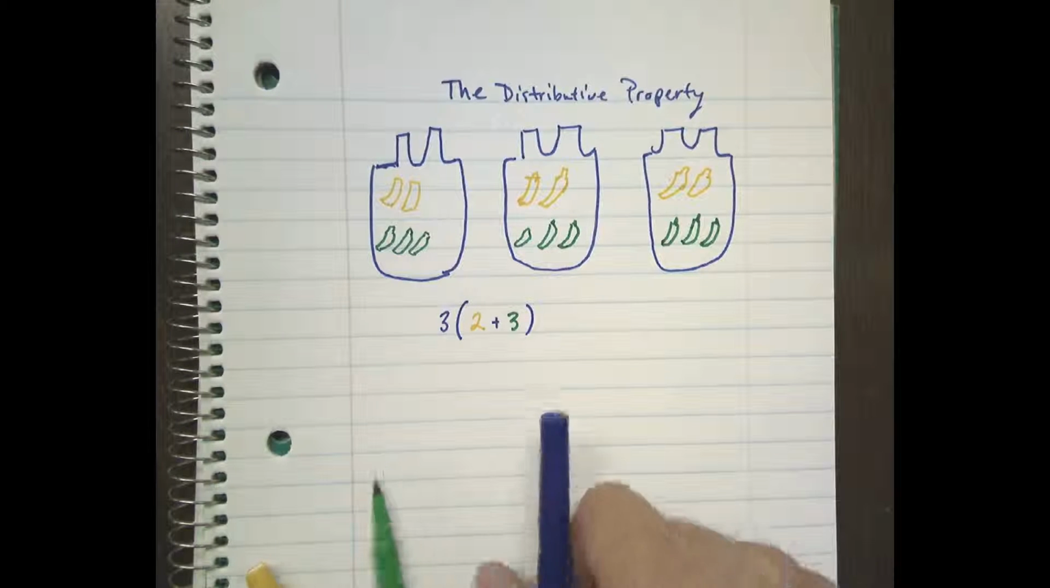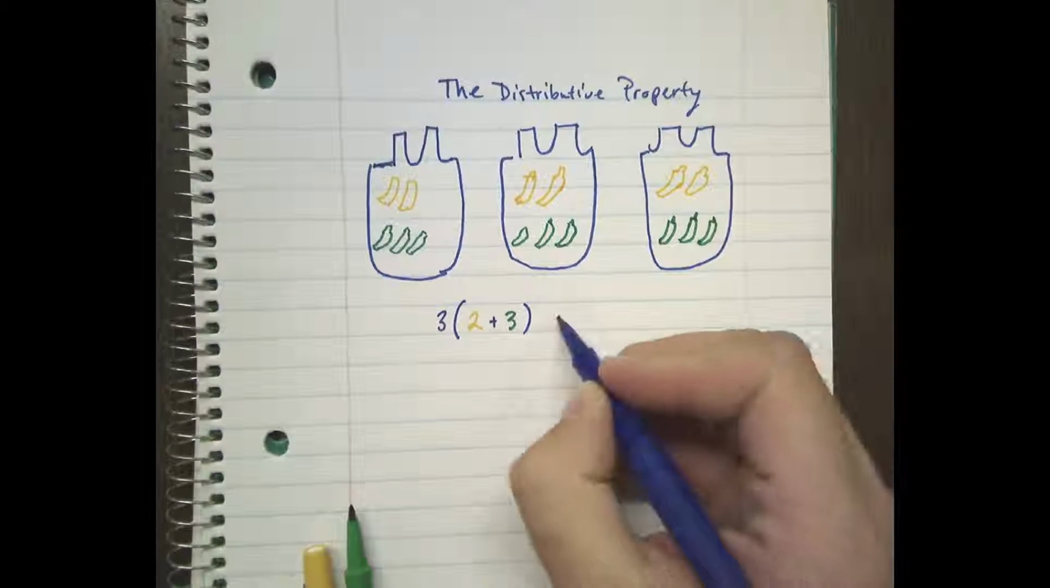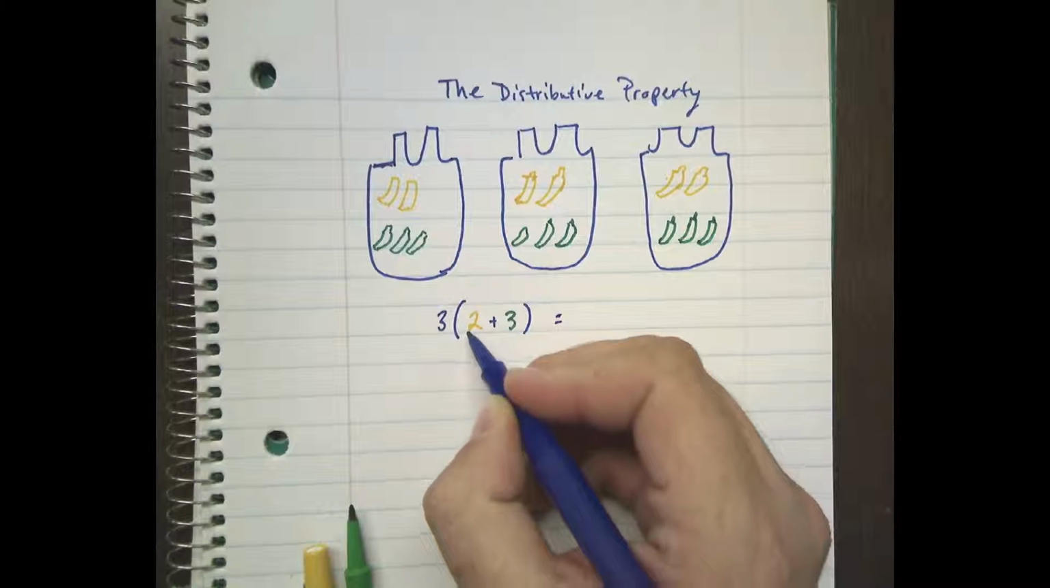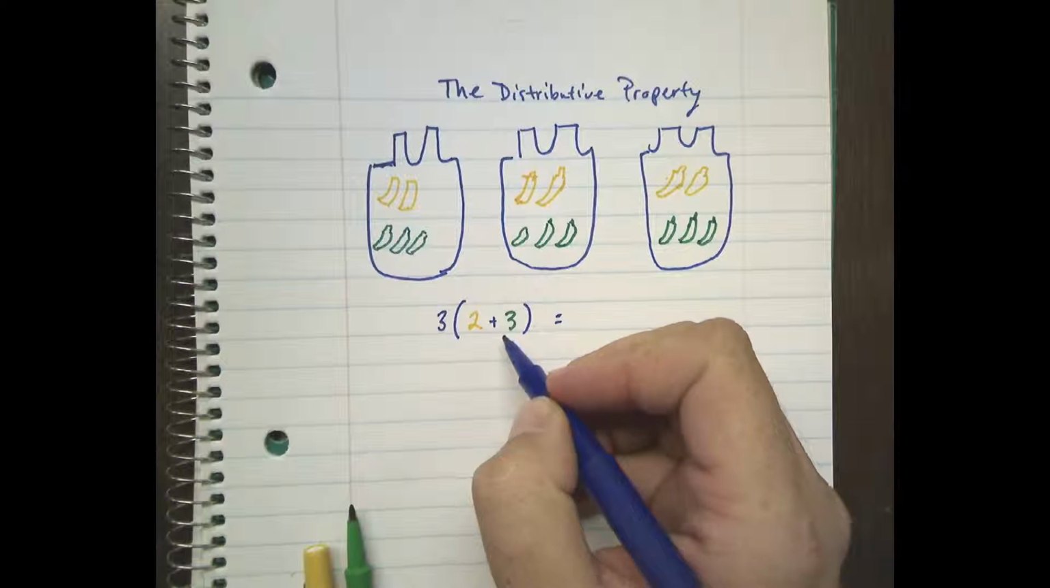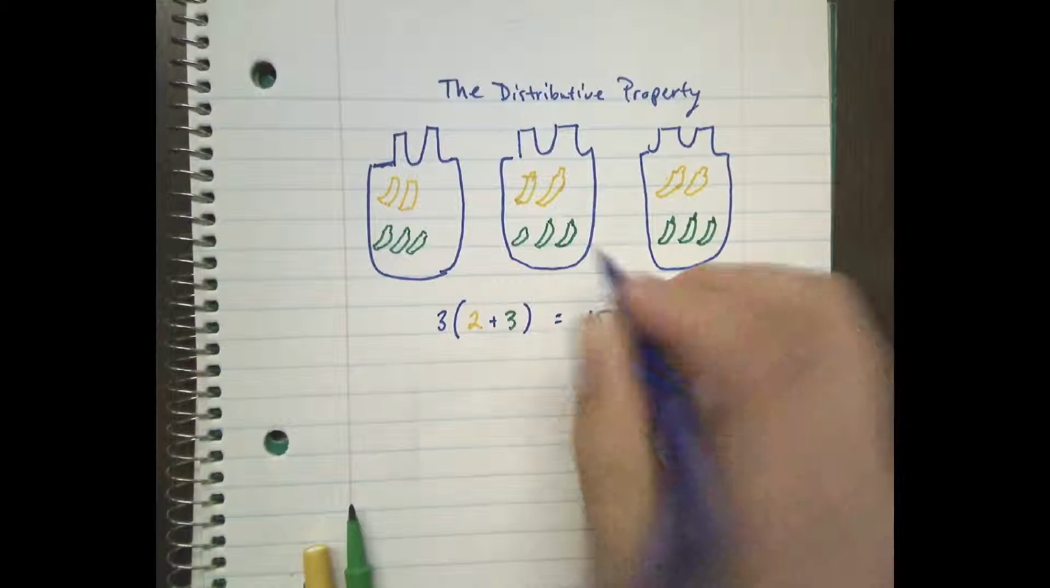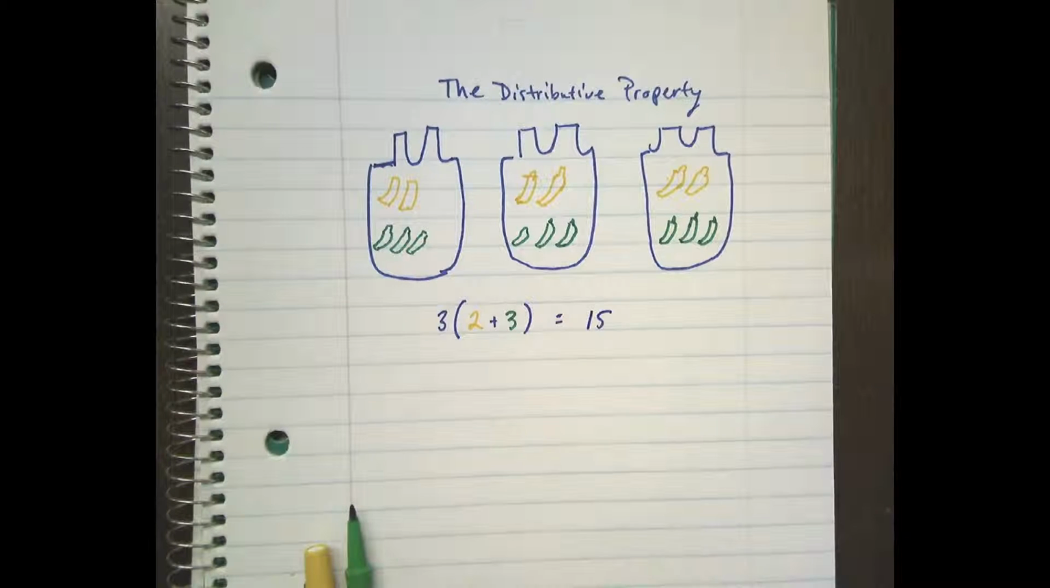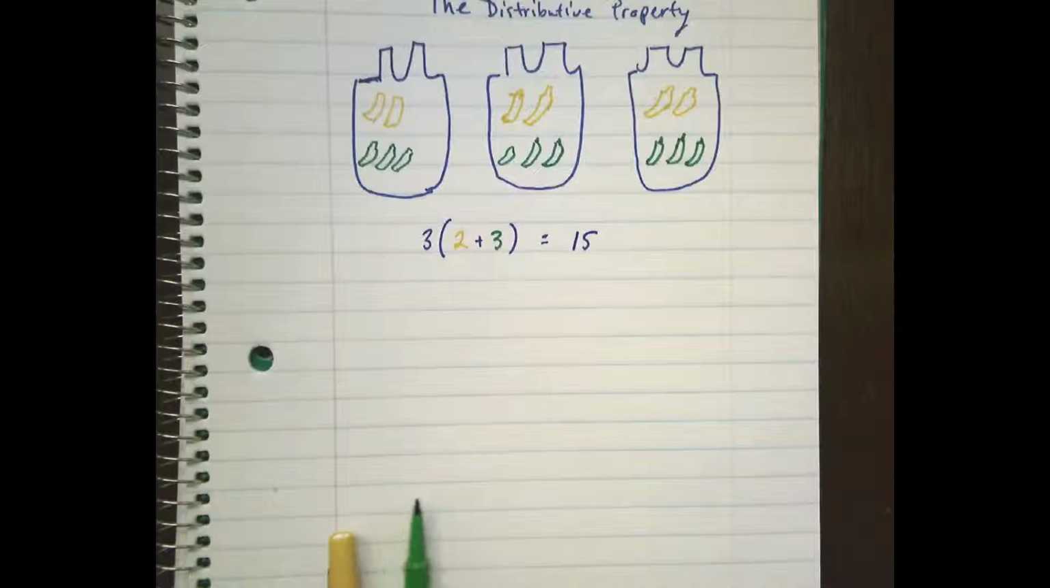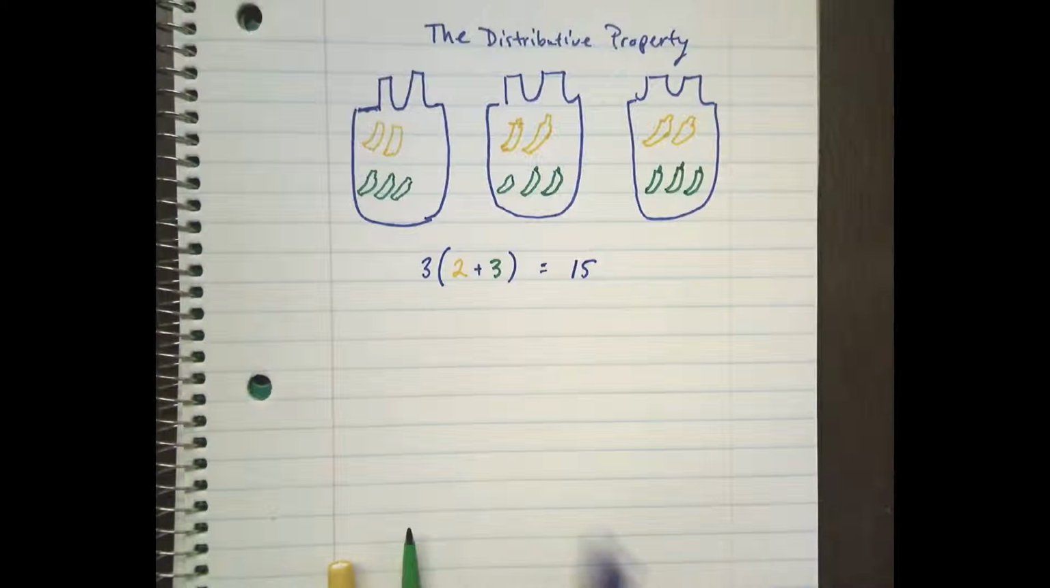When we solve this problem, we do the parentheses first. So 2 plus 3 is 5, and 5 times 3 is 15. Well, that's true because we counted them. We know that there's 15 bananas in our bags. But what the distributive property says is that we can organize this a little bit differently.